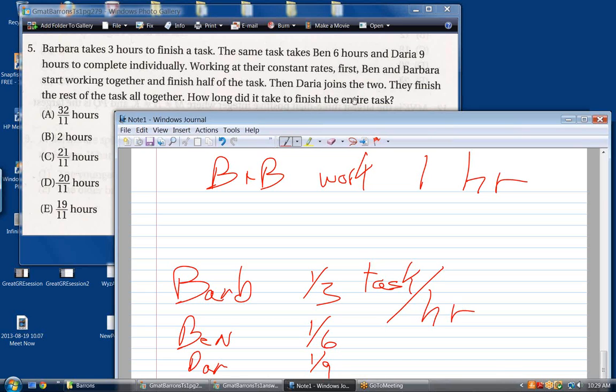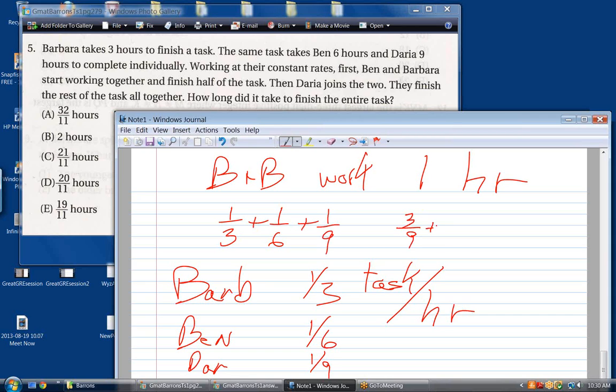We have an idea. We know it's going to be less than an hour, right? Because Ben and Barbara can do half of the job in 1 hour, and they've already done half of it. So if they were working alone, they would only take 1 more hour on their own. So we know that Daria is going to decrease the amount of extra time they're going to need to take. Well, all three working together can do 1/3 plus 1/6 plus 1/9 in an hour, but do they really need to do that?